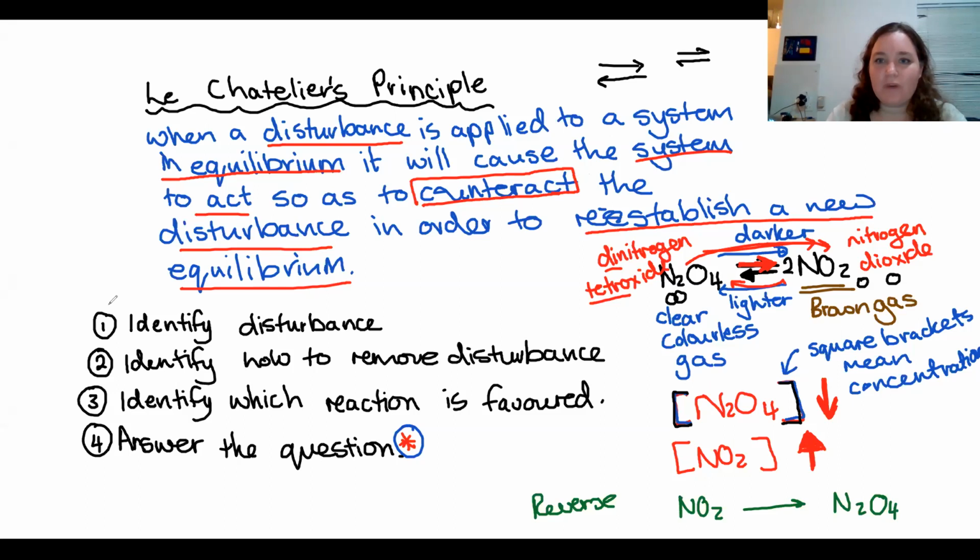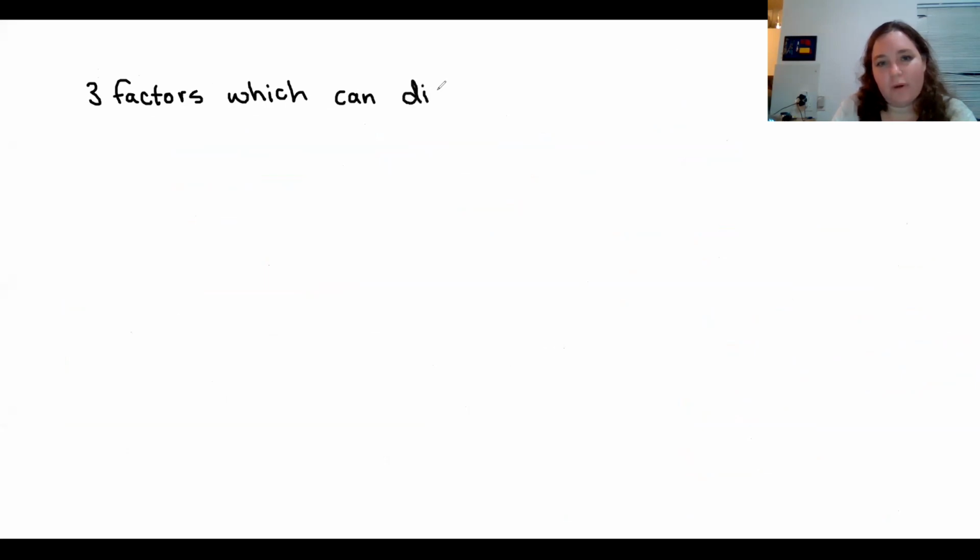So please remember, we're now going to be applying these things here about identifying the disturbances and removing or counteracting the disturbance. Okay, so there are 3 factors which can distort or can cause a disturbance, can disturb an equilibrium.